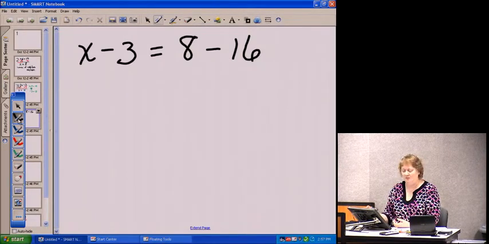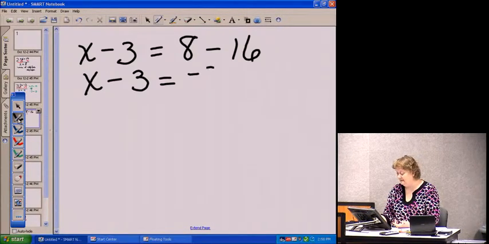And I may have just said that wrong. But numbers need to be added to numbers, variables need to be added to variables. And in this case, we have two numbers, 8 and 16, that we need to actually do that subtraction. The x and the minus 3 need to stay the same. And then 8 minus 16 will give us a negative 8. Again, the signs are different, so we subtract and keep the sign of the stronger number.